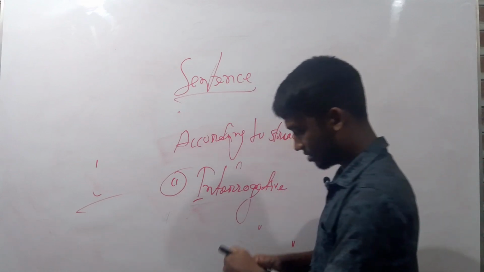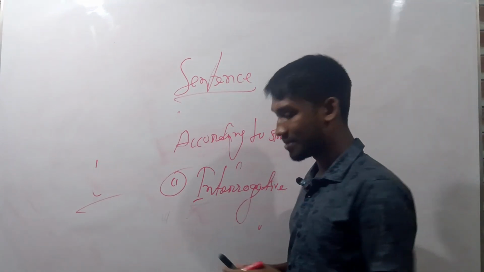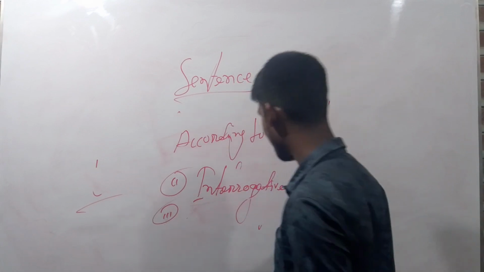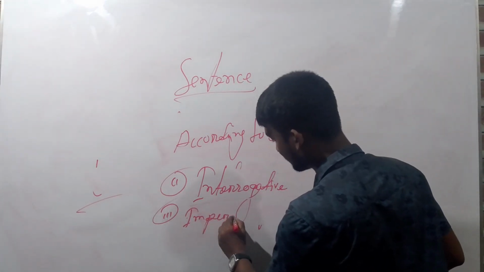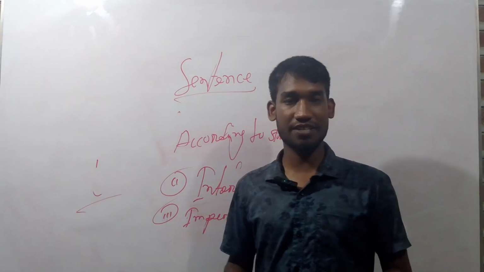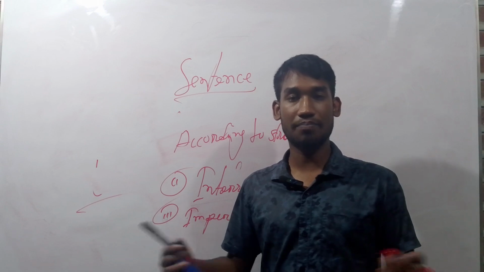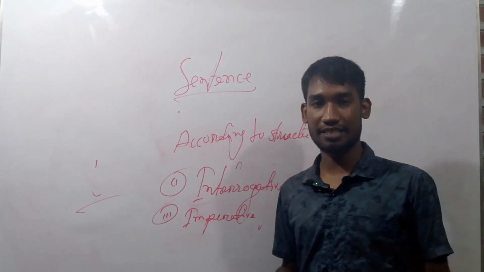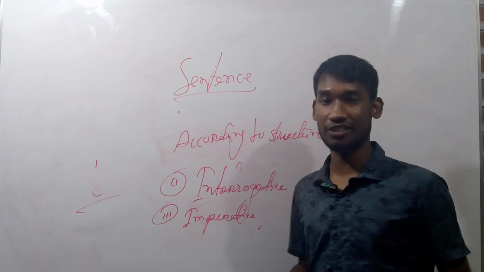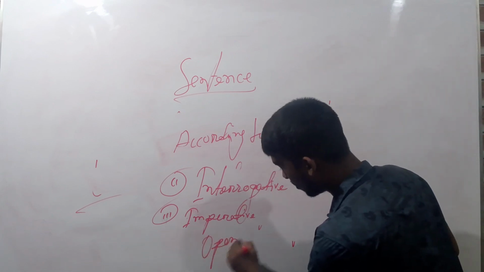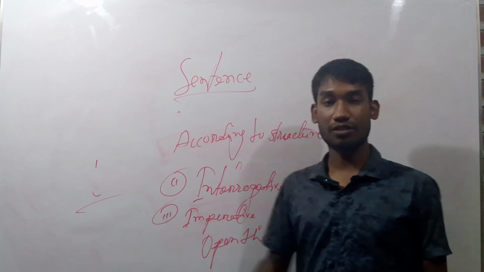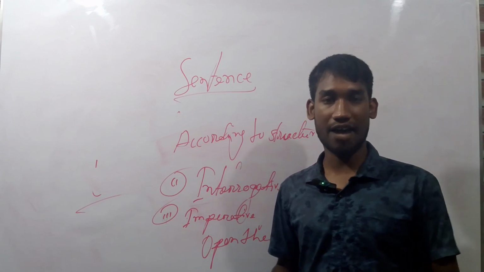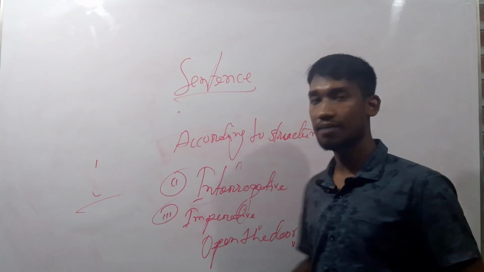And number 3 is the imperative sentence. Imperative sentences are those sentences which express command, instruction, request, or advice. In most cases, an imperative sentence starts with a verb, like: open the door, go outside, take your bath, do not do that work, obey your parents. So this type of sentence is called an imperative sentence.